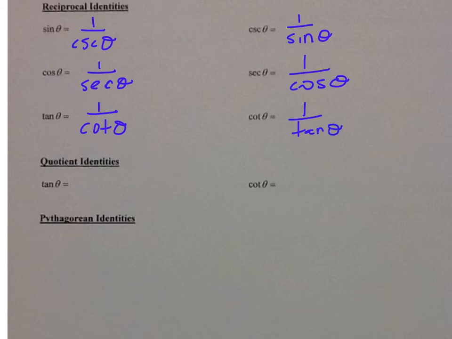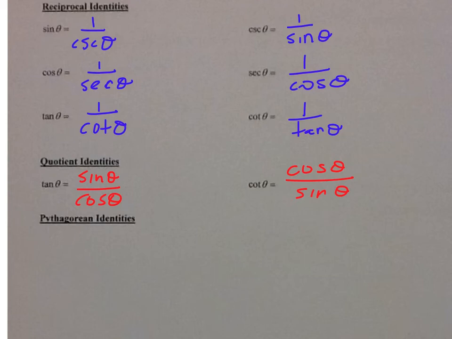All right, your quotient identities. So tan theta is equal to sine theta over cosine theta. And cotangent theta is equal to cosine theta over sine theta. All right, and then our Pythagorean identities. So those are the ones we just wrote down.